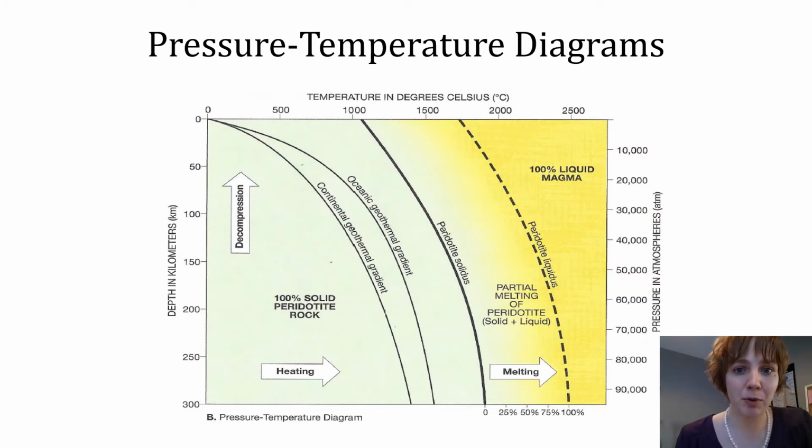We are able to explore PT space by examining where different scenarios fall within the diagram. This can help us to learn how and where rocks experience melting inside of the Earth. This bold line here is labeled the Peridotite Solidus line. This line represents the pressure-temperature conditions at which rocks in the mantle begin to melt. Peridotite is the name of mantle rock, just like basalt is the name of the rock that makes up the oceanic crust, and granite is the name of the rock that makes up the continental crust.